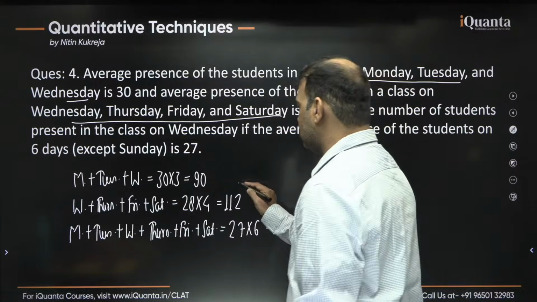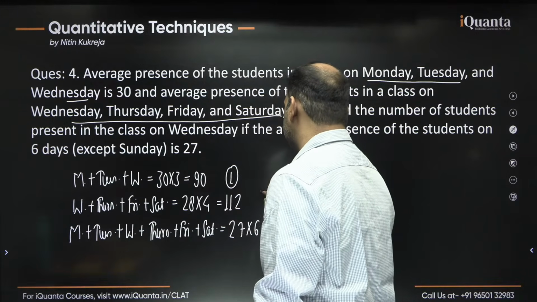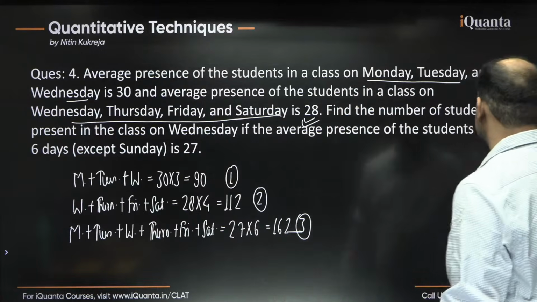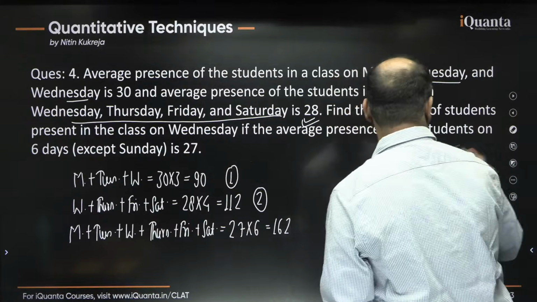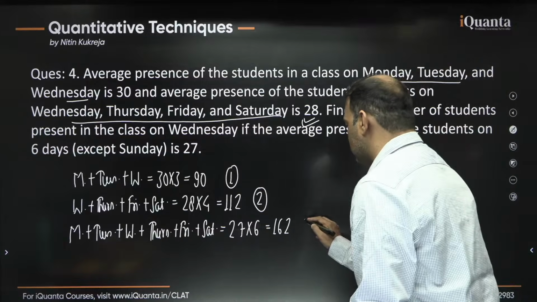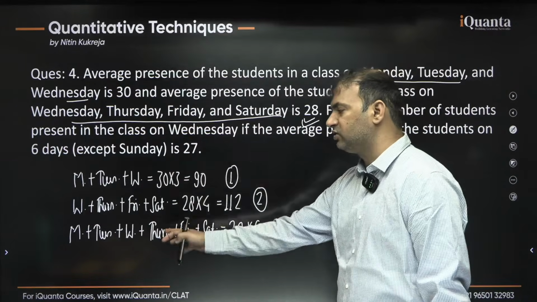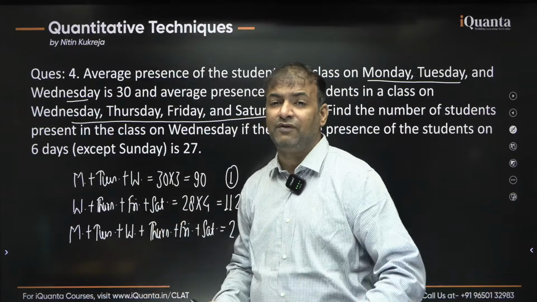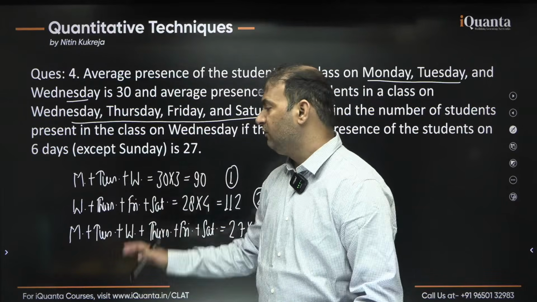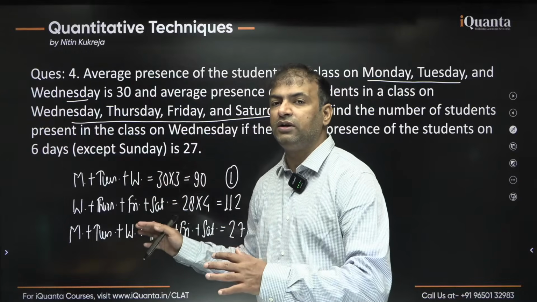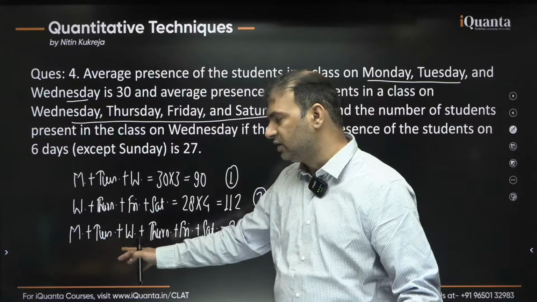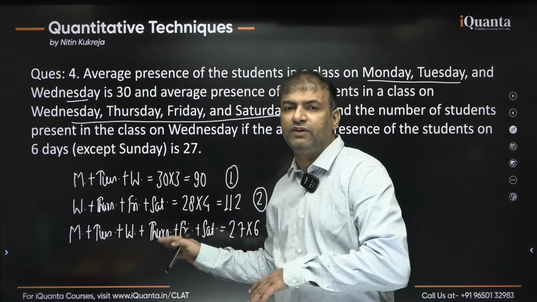Now let's say these are the 3 equations which we have, 1, 2 and 3, all right? Let's call them 3 different equations, right, guys? Now we all know if we add equation 1 and 2, we have all the 6 days, but we'll be having Wednesday twice. And in the third equation, Wednesday is only once. We have all the days, but Wednesday is once.